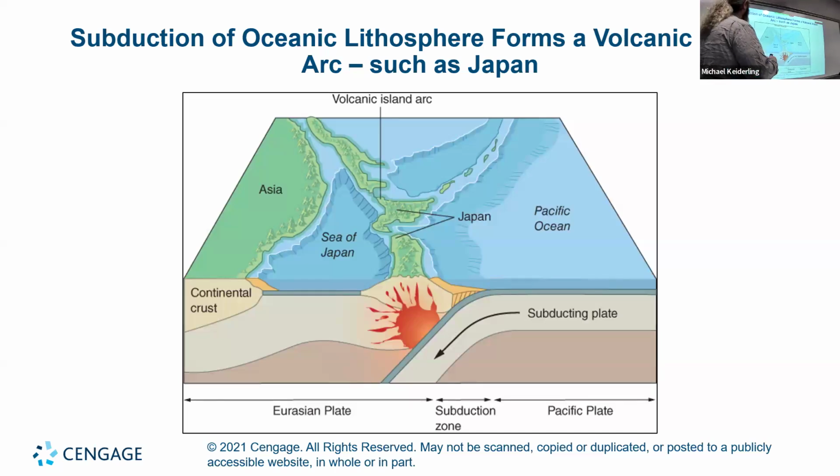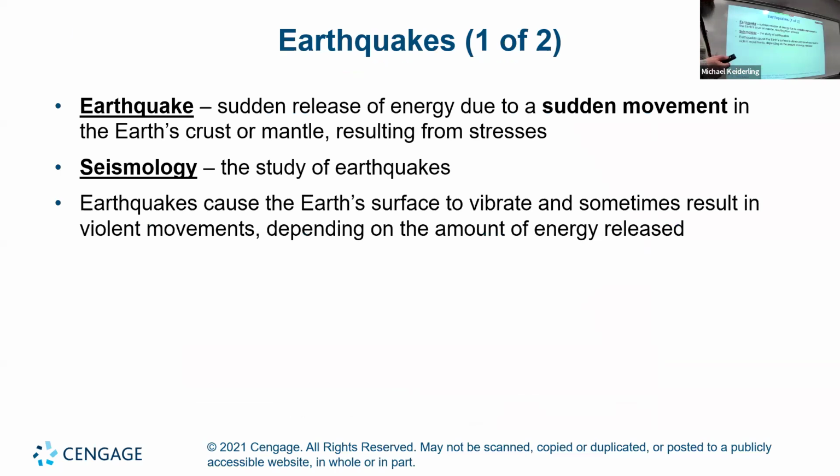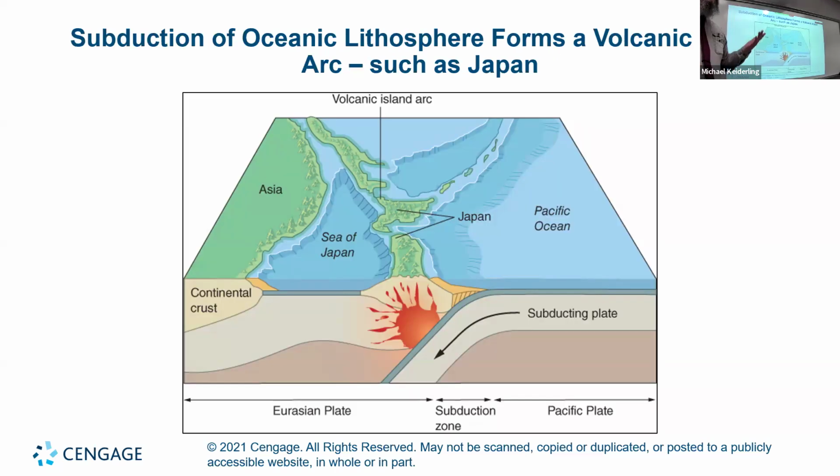So here's an example of the way that the subduction of oceanic lithosphere forms volcanoes and can form a volcanic island arc, such as Japan. Here we have the Pacific Plate subducting under the edge of the Eurasian Plate. As it subducts, the Pacific Plate melts, magma rises and forms volcanoes, forming the island chain of Japan. So that is roughly how we get volcanoes.